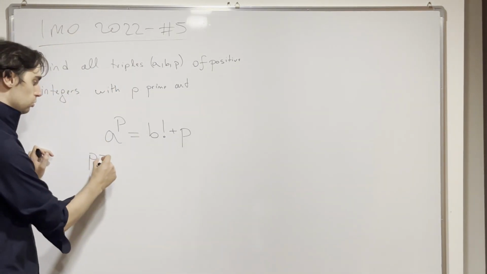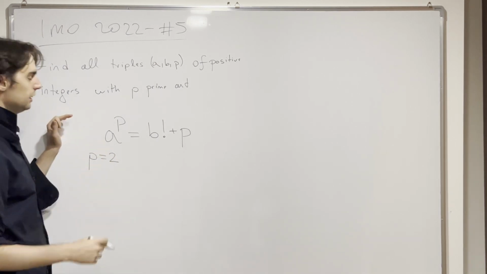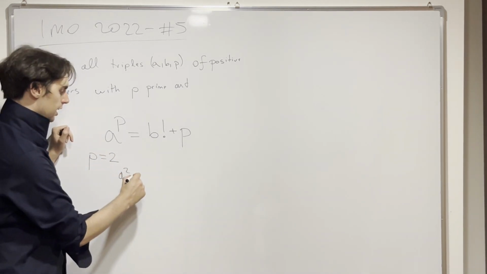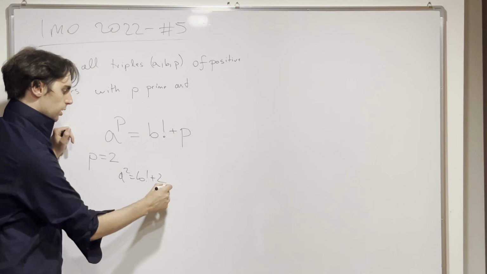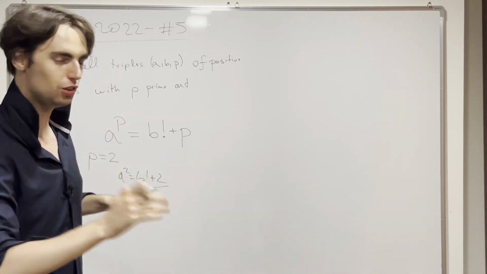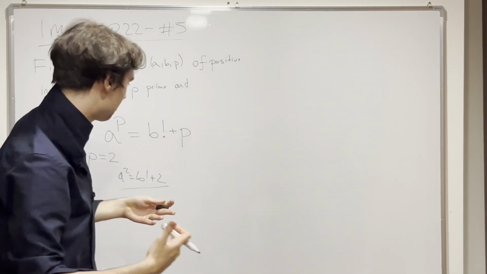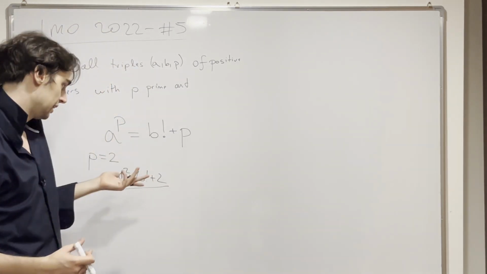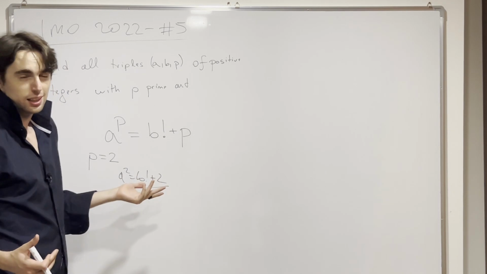So we have p is equal to 2 as one case. And then this becomes a squared is b factorial plus 2. Do you know how to solve this? Say again that you don't know how to solve it. What would you do? You would play around with some more values. Okay, so let's plug in which one, a or b?